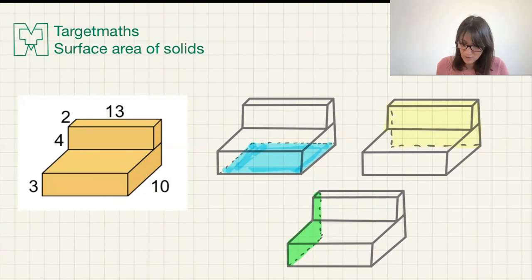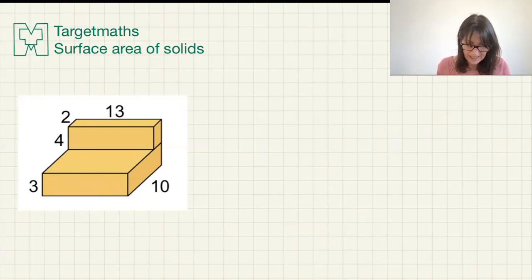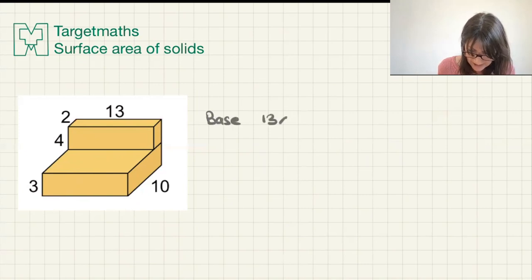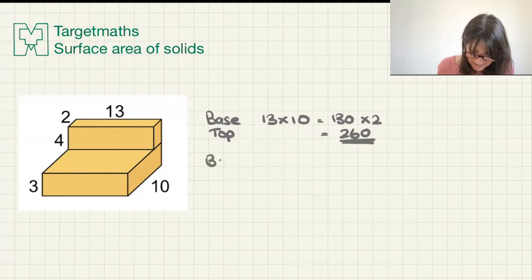Okay, let's use that shortcut and solve this surface area question. So the first thing that I'm going to look at is the base. I know that the base is 10 multiplied by this, which is 13. I've got that on that edge there. So let's write the base. The base is 13 times 10, which is 130. I know the top is the same, so I can just double it. And the base and top together is 260.